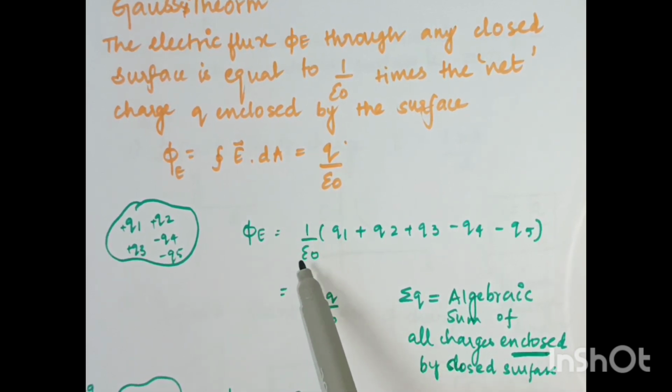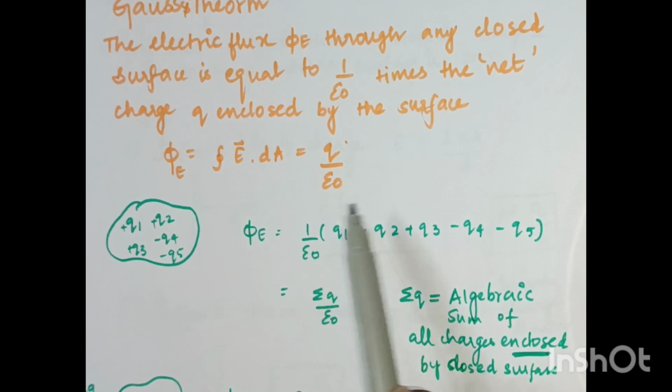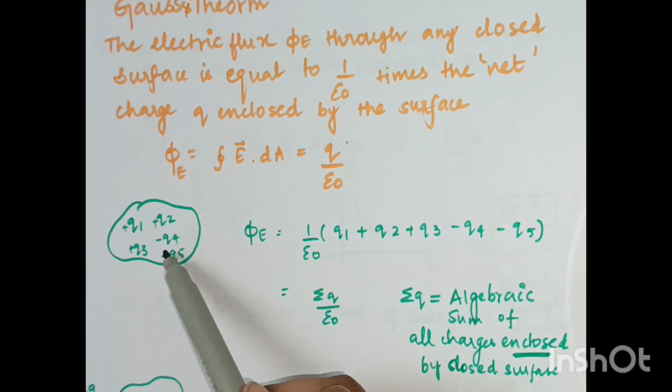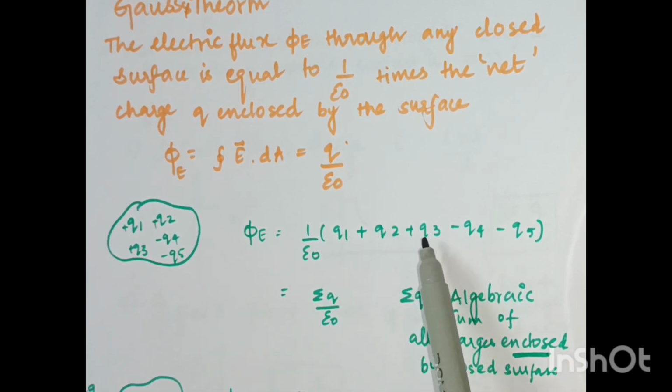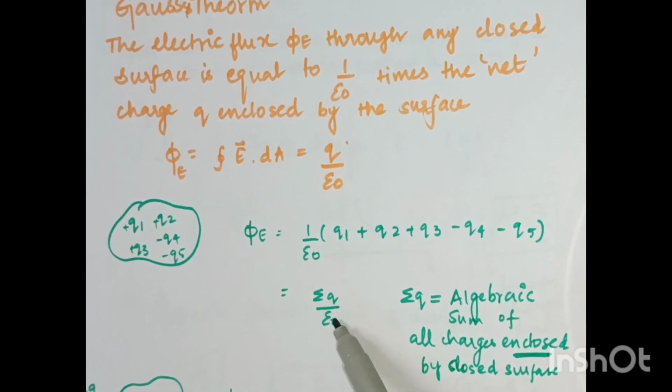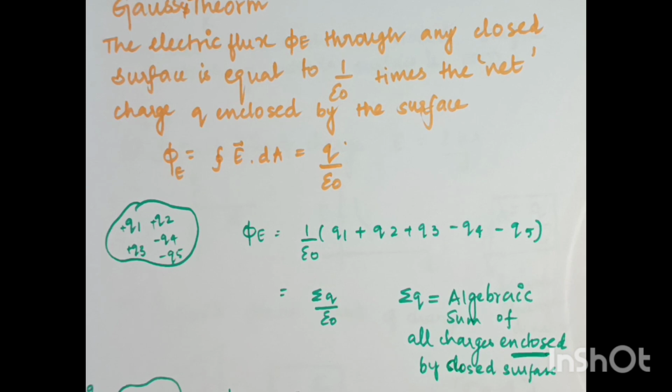Now what is the flux here? Flux is equal to 1 by epsilon naught times the total charge. Now what is the total charge? Just add the charges, because charges are a scalar quantity, so you can just add them. So it is q1 plus q2 plus q3 minus q4 minus q5. So it is like sigma q by epsilon naught.